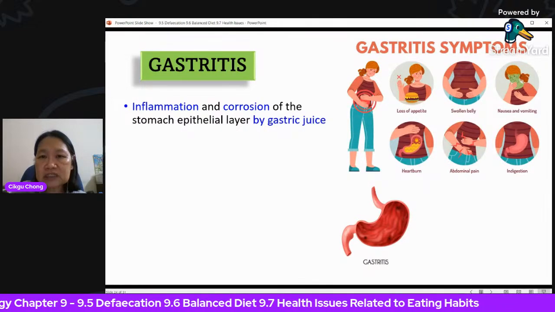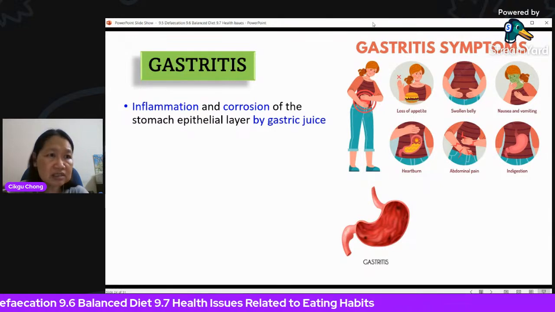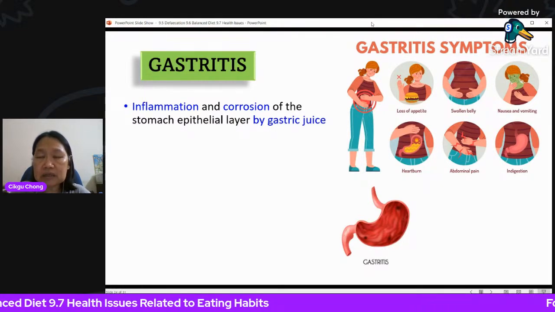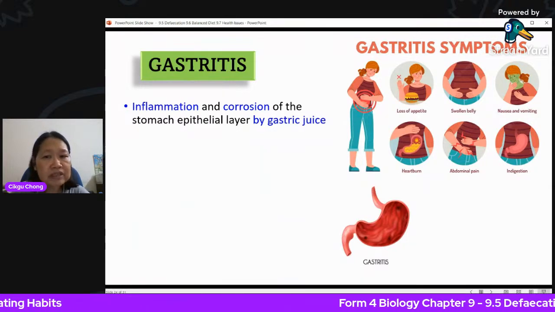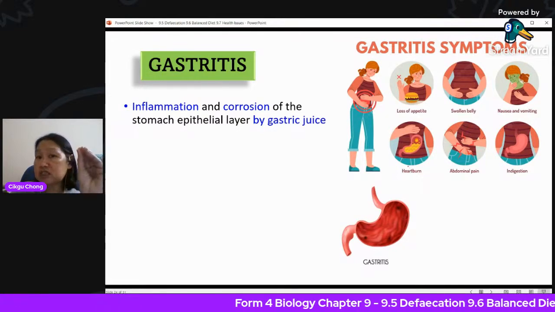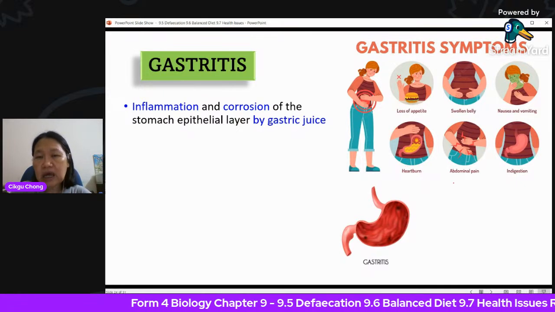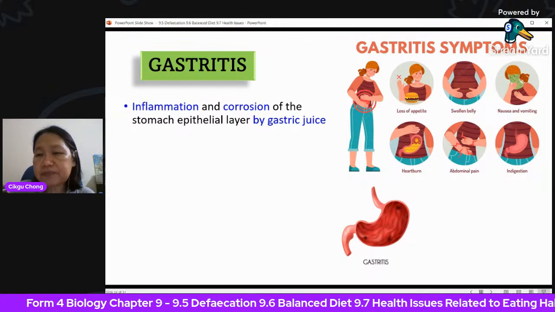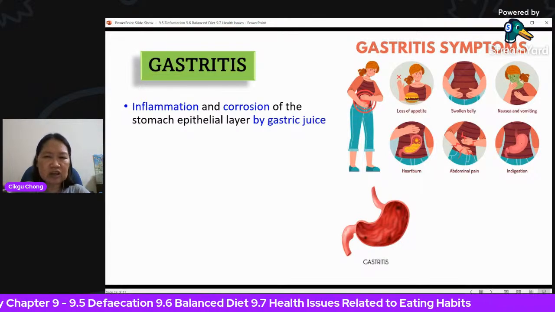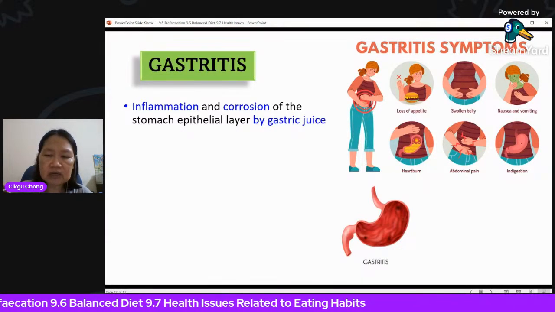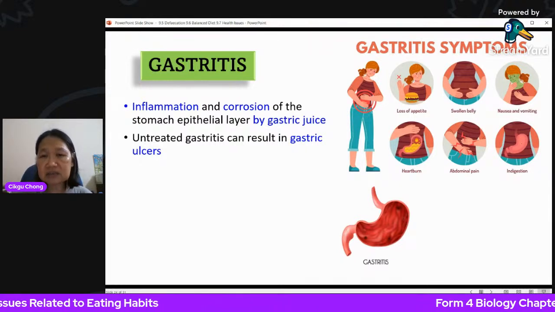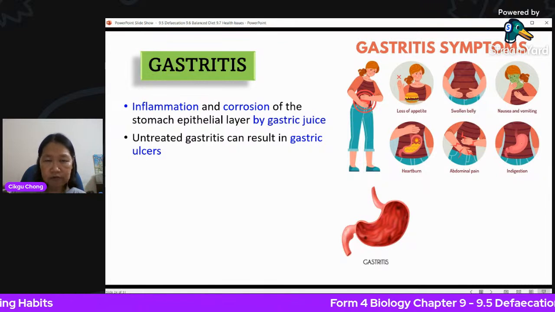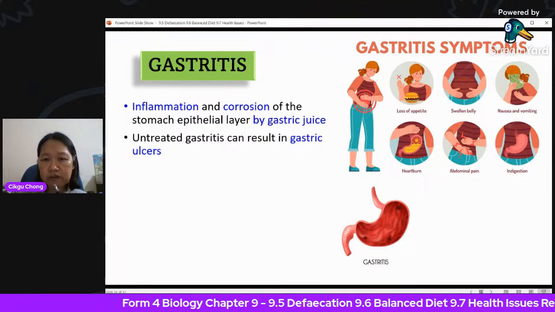Now, gastritis symptoms: loss of appetite. You don't feel like eating because your stomach is having pain. Swollen belly, nausea, vomiting, heartburn. Heartburn is when the acid moves up the esophagus. You feel the burning sensation there. Abdominal pain and indigestion. When you have eaten, you find that your food cannot be digested. So it's called indigestion. So you feel a bloatedness there. Untreated gastritis can result in gastric ulcer. So ulcer is like you have a growth on the lining of your stomach.